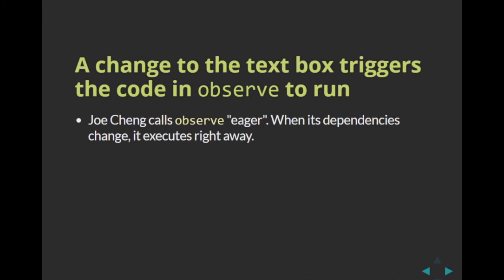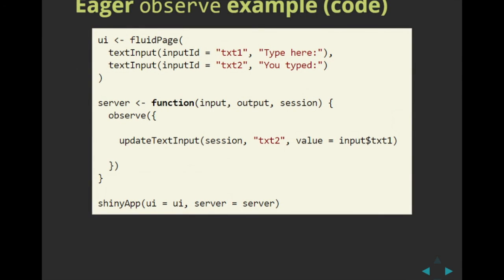And Joe right here, Joe Cheng, he calls an observer eager. And so what happens is we wrap the print statement in observe. Anytime the user makes a change, that observe runs. Any of the code in that observe will get triggered. And so let me show this in action.